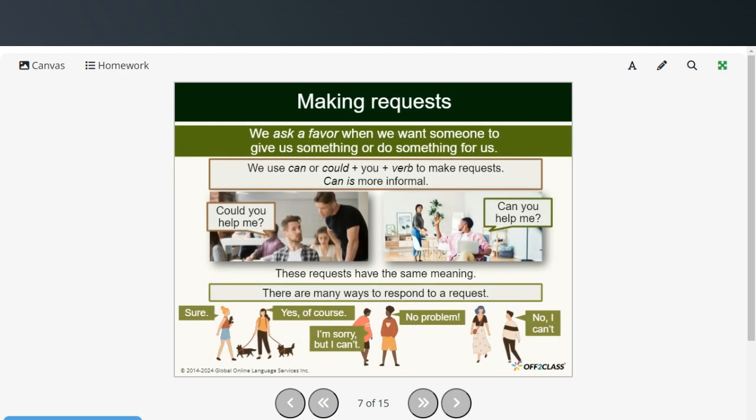All right, so making requests. We ask a favor when we want someone to give us something or to do something for us. We use can or could plus you plus the verb to make requests. They mean the same, it's just that can is more informal. Could you help me? Can you help me? These requests have the same meaning.